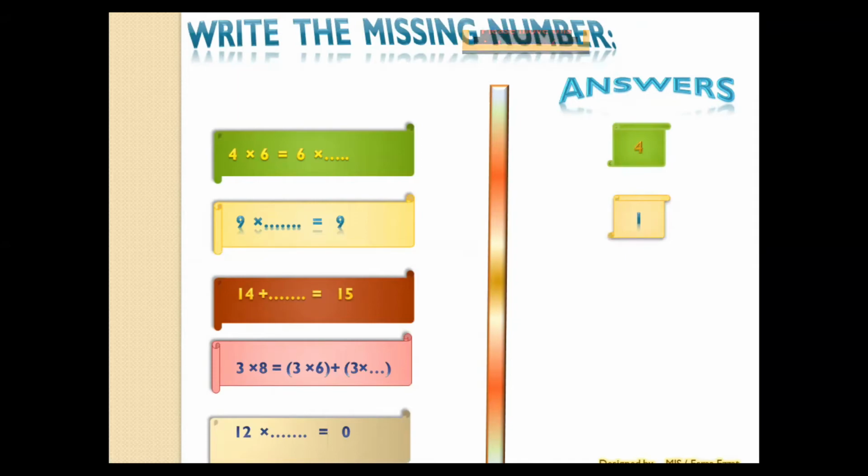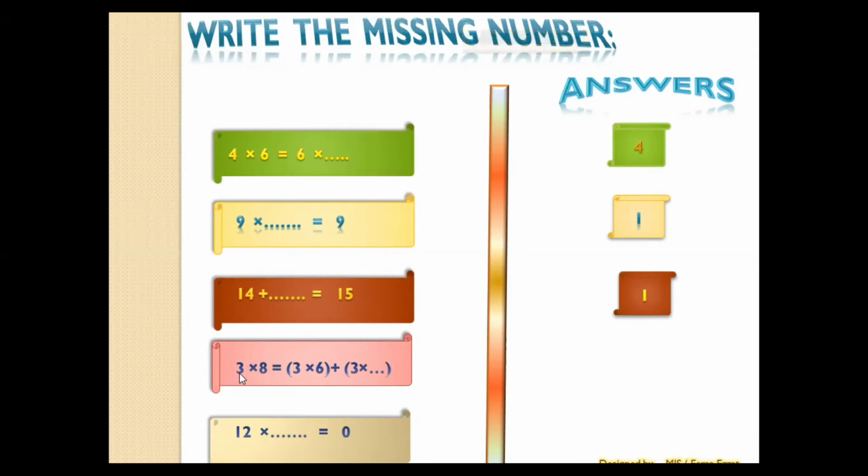14 plus what equals 15? Here, 14, what number can we add to 14 to get the number that comes after 14, which is 15? Do you remember? When you add 1 to any number, you will get the number that comes after that number. So the result here must be 1 to get 14 plus 1 equals 15.